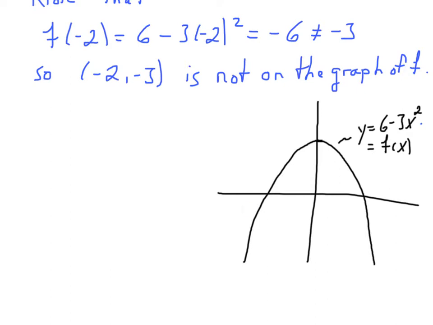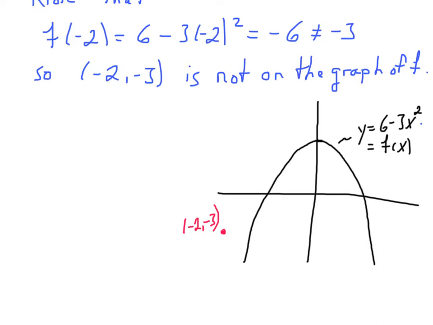So let's put that on. Here's our point, it looks something like this. I'm not going to be able to manage this to scale, so I apologize for that. But let's just say that this is our point here, minus 2, minus 3. And the actual point on our graph, minus 2, minus 6, is somewhere down here. So we can't talk about the tangent line to f at minus 2, minus 3, because this point doesn't actually lie on the graph of this function.